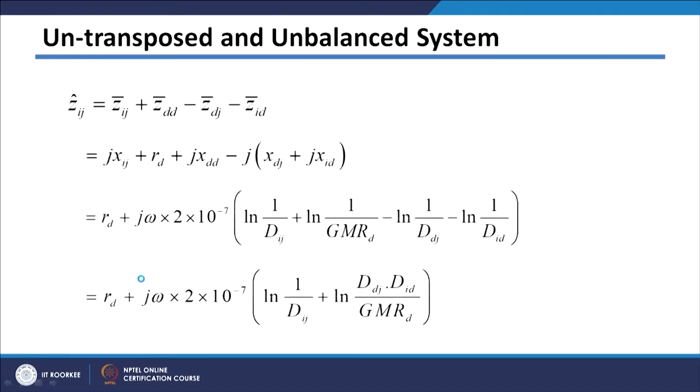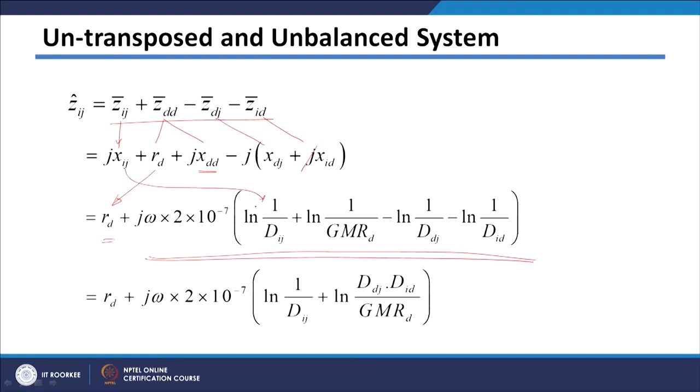Now consider another term, Zij, which we have written. There are again four terms we listed in the last slide. In this case also, Zij will have only reactance, Zdd will have the resistance of the earth as well as the reactance of the earth, and these two terms, since they are mutual, will have reactances only. Then again we can take the resistance out of this, and this is the real part and this is the imaginary part.